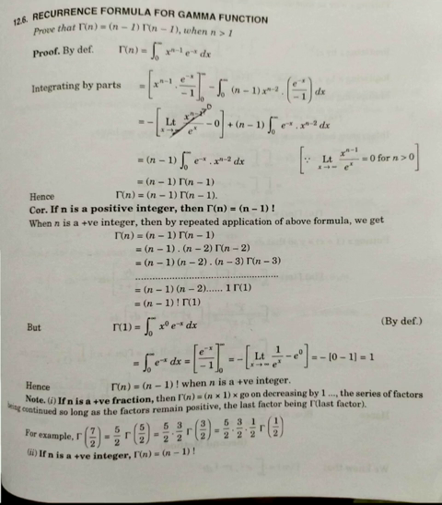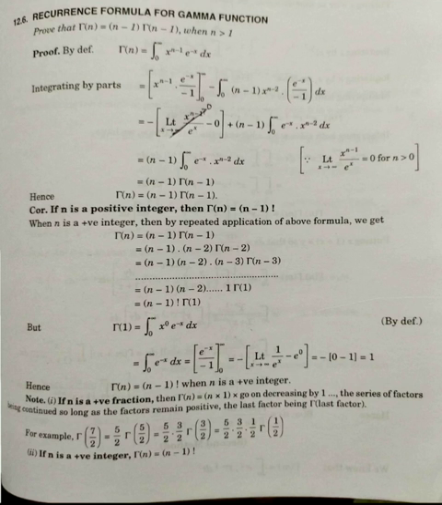By the definition of the gamma function, the integration from 0 to infinity of e raised to minus x, x raised to n minus 2, adding 1 to the power, we get n minus 2 plus 1, that is n minus 1, so it is gamma of n minus 1. It's very important, they will ask for 2 marks. Prove that gamma of n equal to n minus 1 gamma of n minus 1. That is the proof.